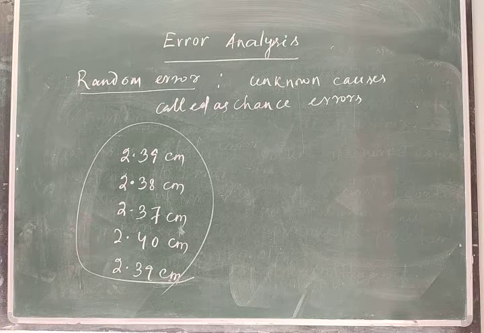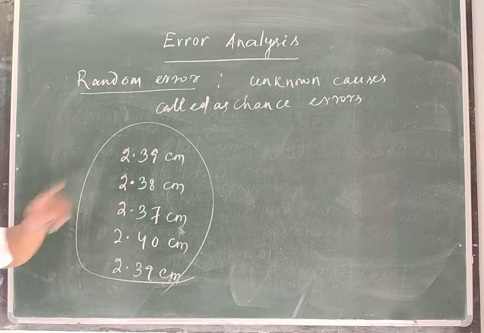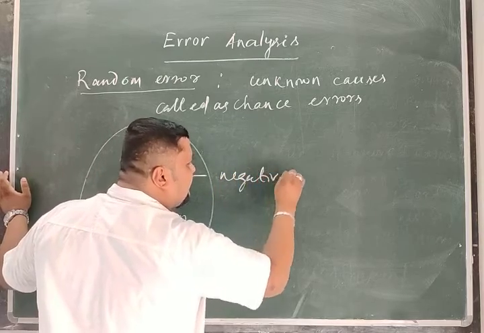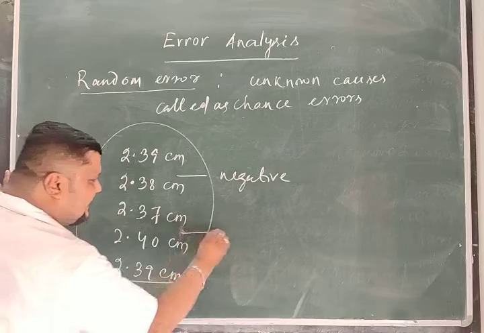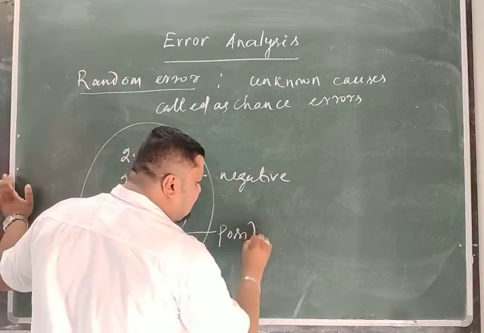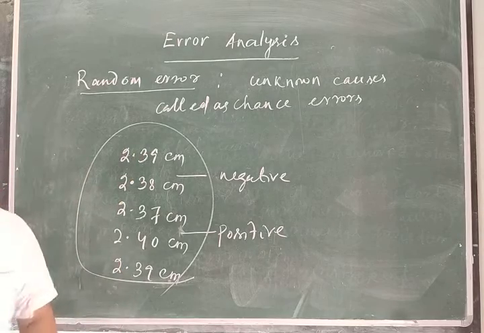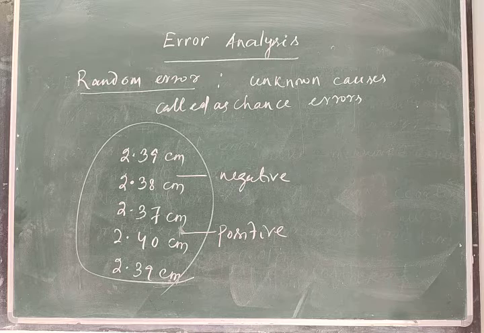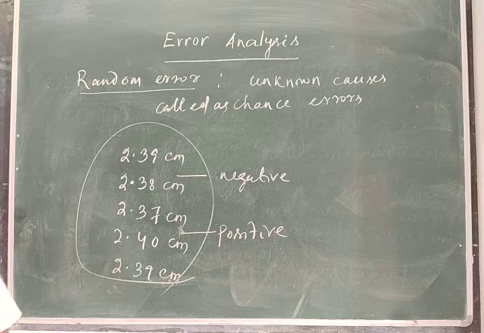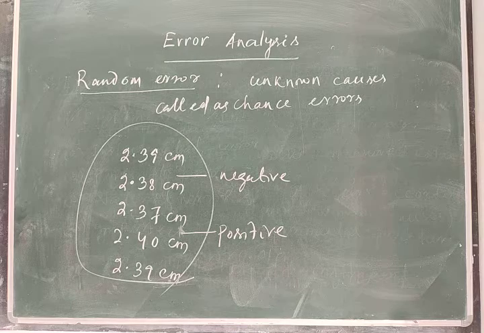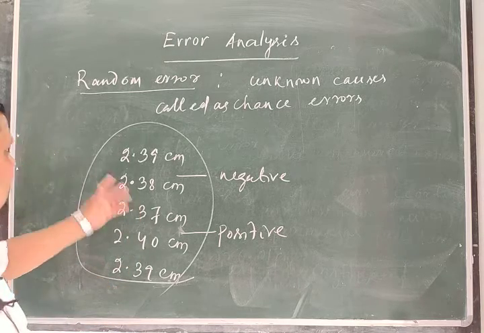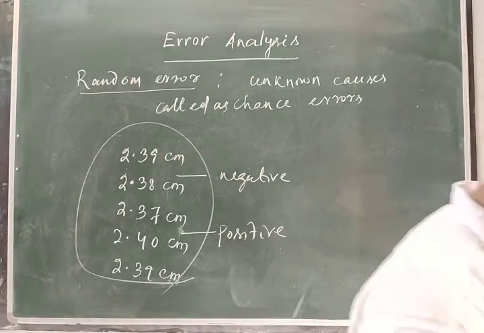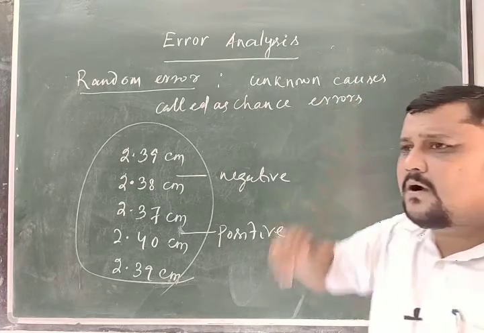Here you can say it decreases, which means this random error may be called a negative error. Here it is increasing, which means it is called a positive error. So this random error may be negative or positive. Clear? This random error comes randomly and because of unknown causes.